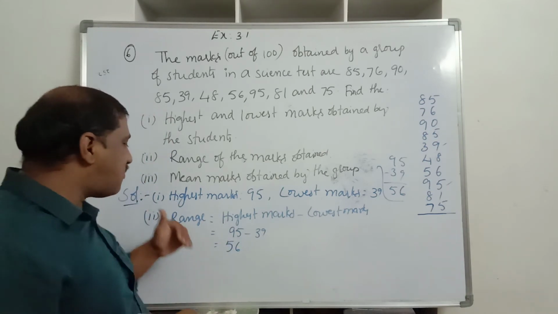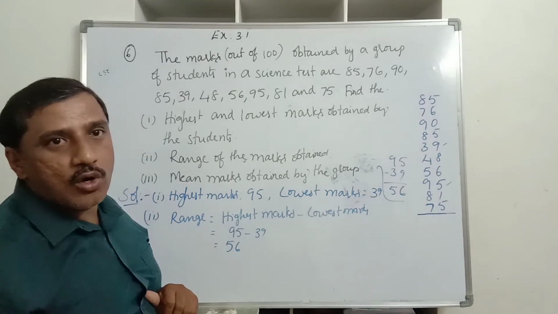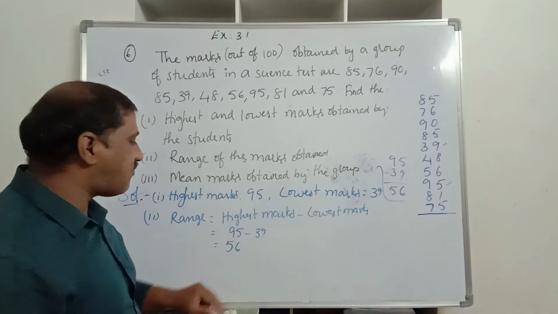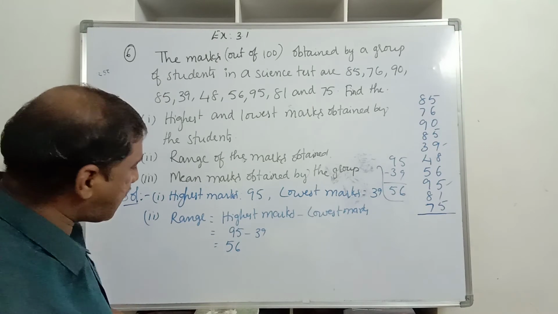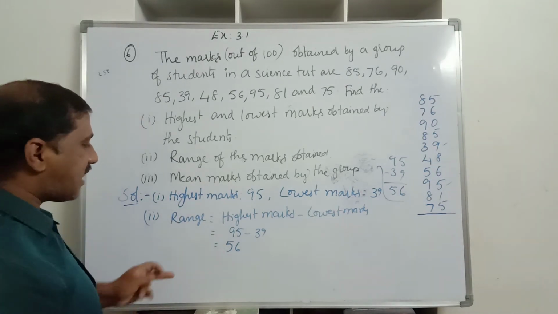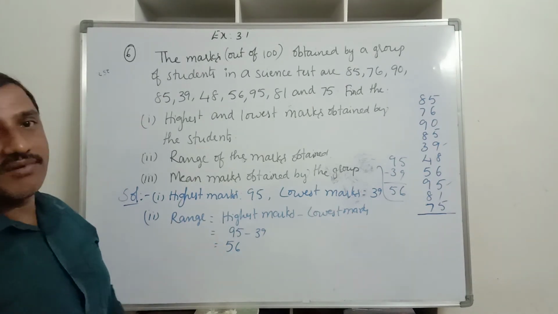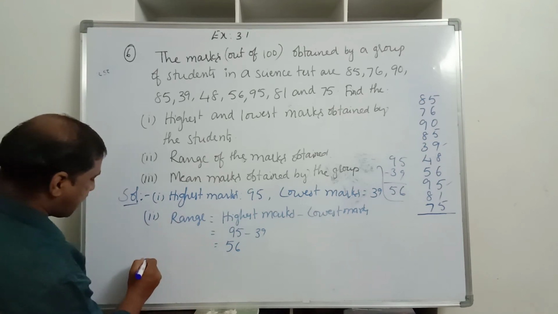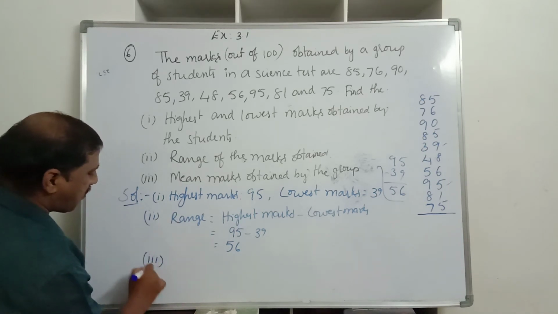How to find range marks? It is highest marks minus lowest marks. Highest mark is 95 and lowest mark is 39. So 95 minus 39 is equal to 56. Now the third bit is mean marks.